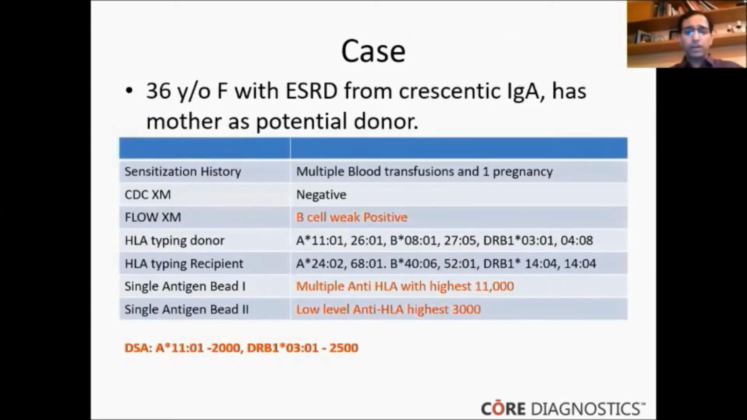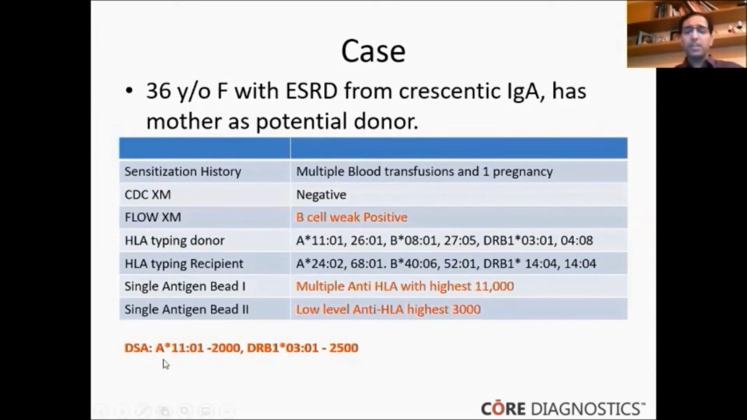So now let's look at a few cases that we've had. A 36-year-old female on dialysis from crescentic IgA has her mother as a potential donor. She has had multiple blood transfusions and one pregnancy. Her B cell flow is weak positive with the CDC negative, and the donor and recipient typing is there. She has multiple anti-HLA antibodies for class 1 with the highest at 11,000, and low-level anti-HLA antibodies for class 2, highest at 3,000.